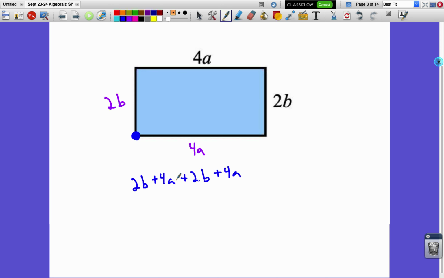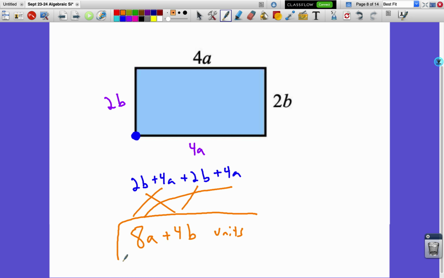So in order to combine terms, they have to have the same variable. So the 2b and the 2b can combine, the 4a and the 4a can combine, but they can't combine with each other. 4a and 4a makes an 8a, 2b and 2b makes a 4b. Notice I just add the coefficients and leave the variable alone, and I'll say units. All right, so we have 2 terms in our final perimeter here. Just that I want alphabetical order with my terms.